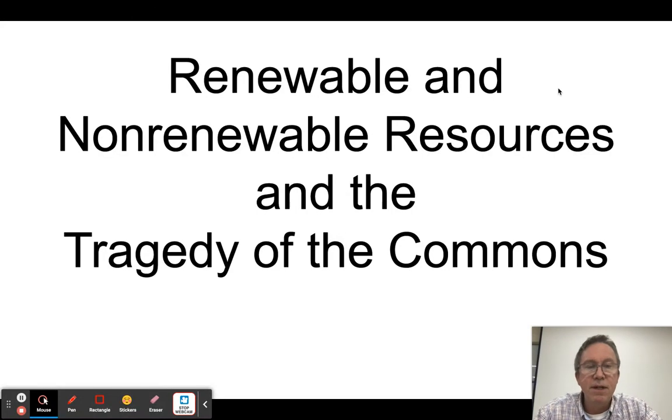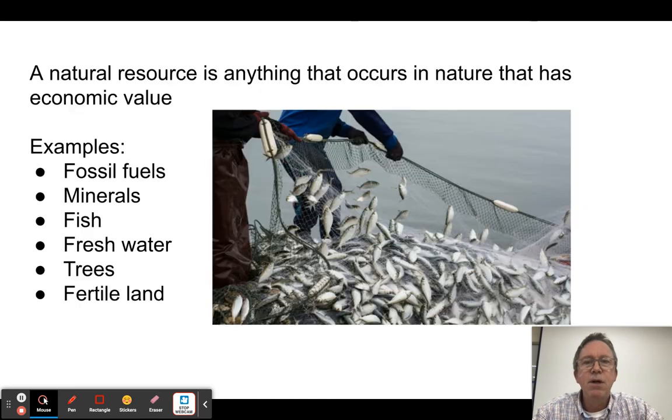Let's get going. Today we're going to talk about renewable and non-renewable resources and a thing called the tragedy of the commons. So a resource is basically anything that's useful to people that occurs in nature. So we're talking fossil fuels, mineral resources, fish, trees, fertile land. These are things that are beneficial to people. They are resources. And now those resources can be looked at in two different ways.